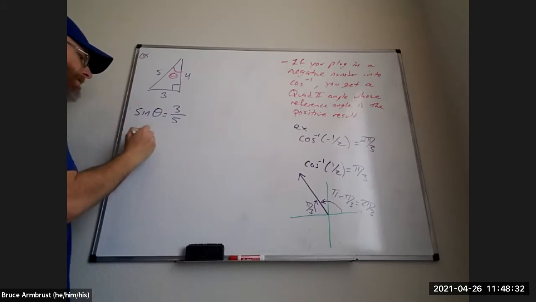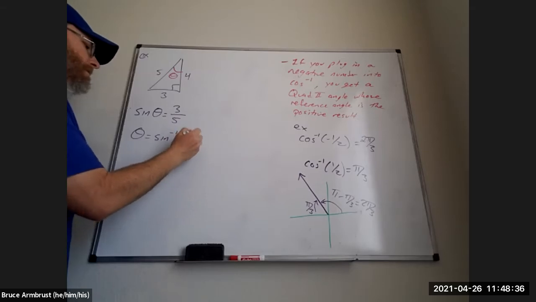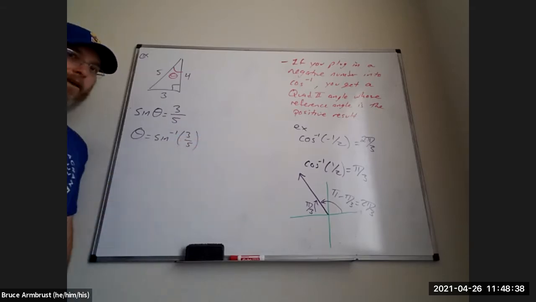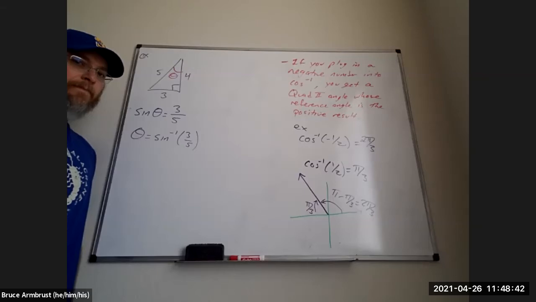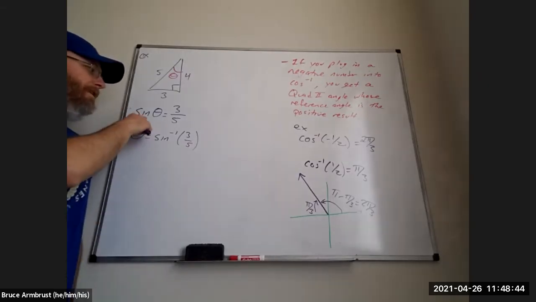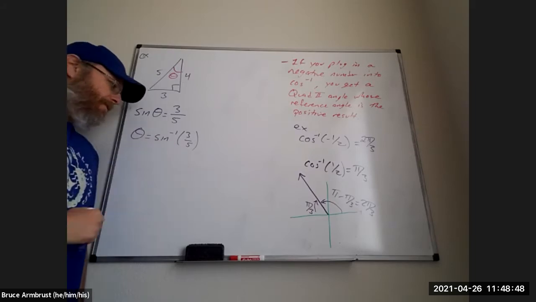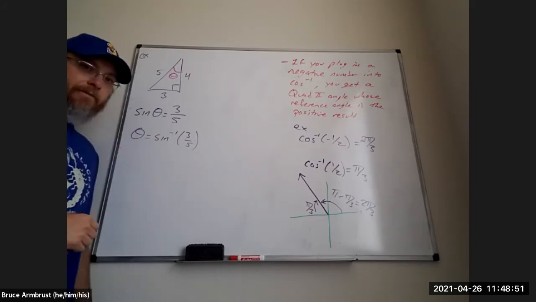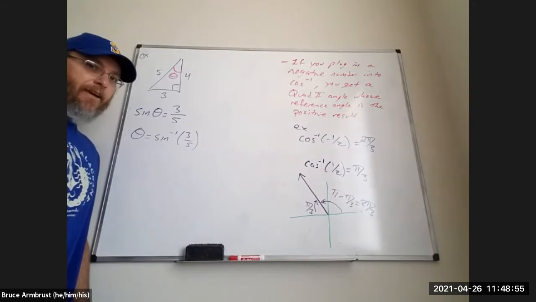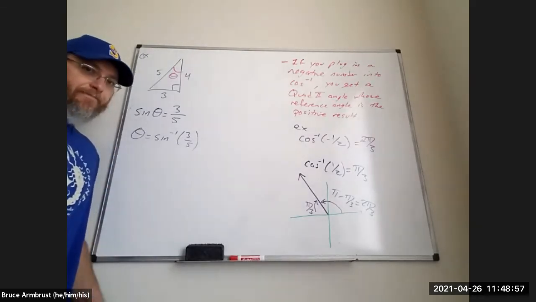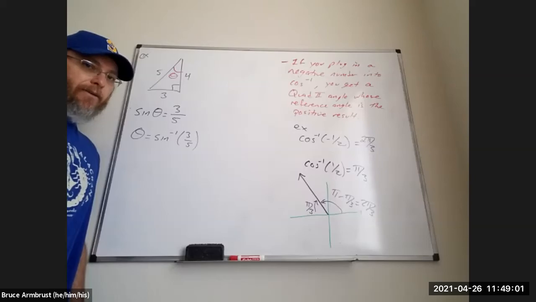So that means that theta is going to equal sine inverse of 3/5. Since I know the sine value, I'm going to use the inverse sine. I'm going to plug 3/5 in, and it's going to give me an angle. Since it's a positive number, that's going to give me a quadrant 1 angle. So it's going to give me an angle that fits in a right triangle.